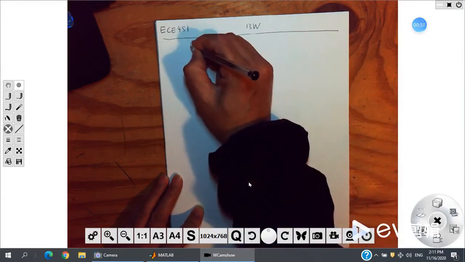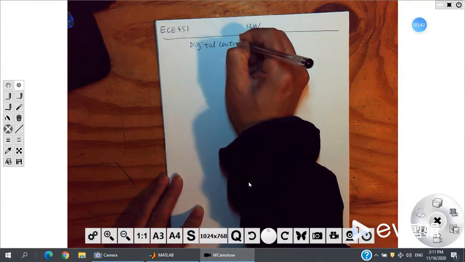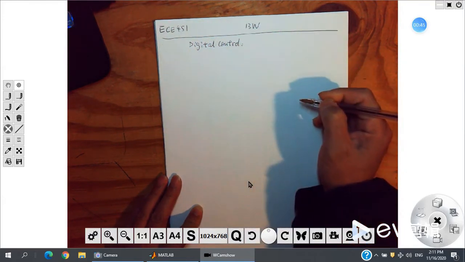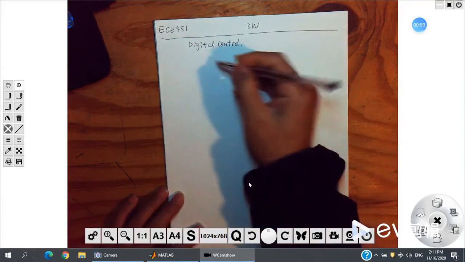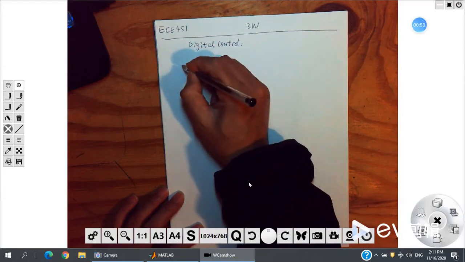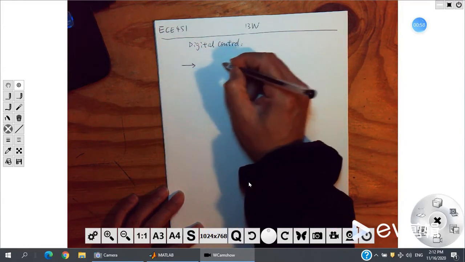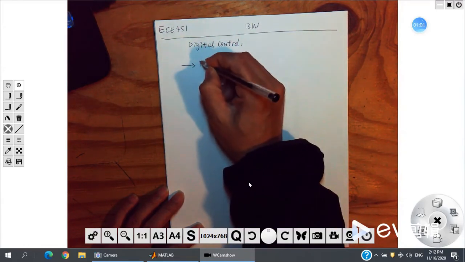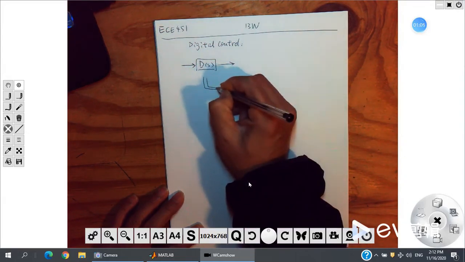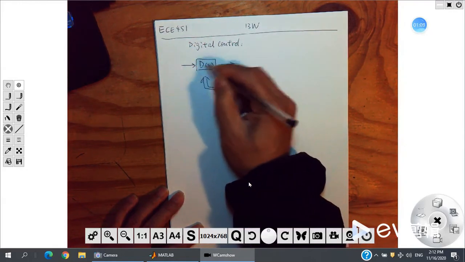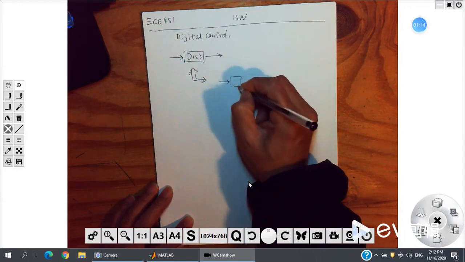Okay, for digital control, the basic idea is we try to realize some part of a system, usually the controller, in a digital way. Suppose we have this controller D of S. This is the analog way. We want to change this to a digital way, so we need to work like this.